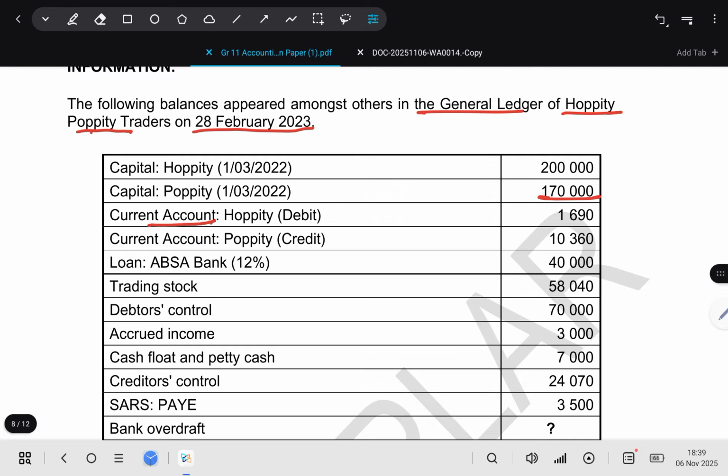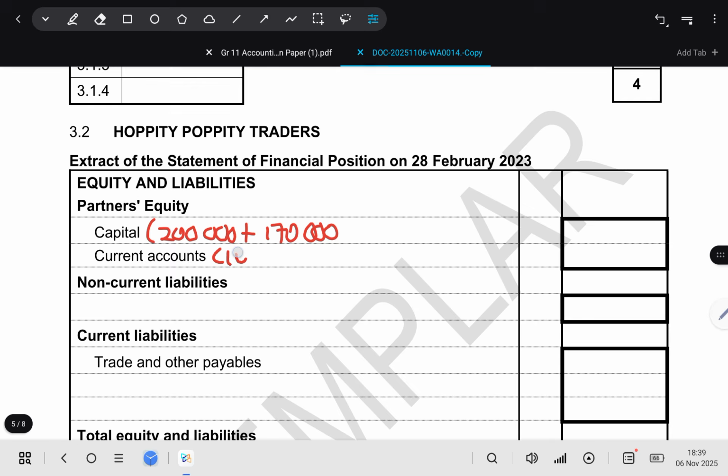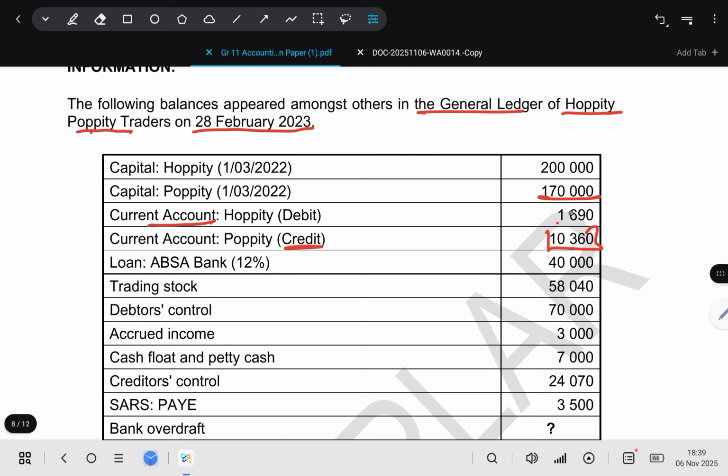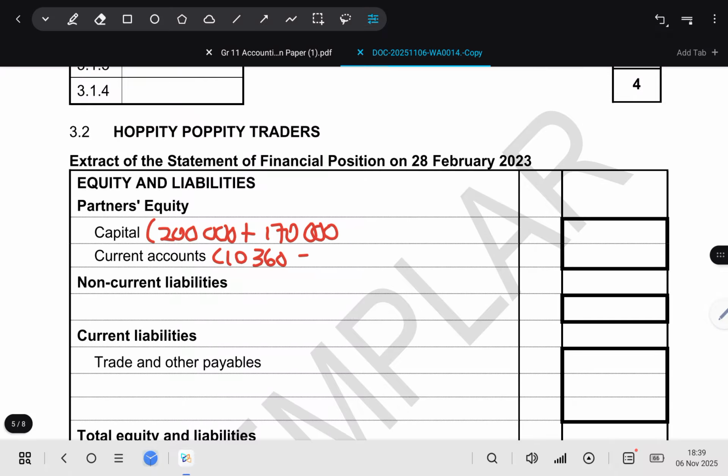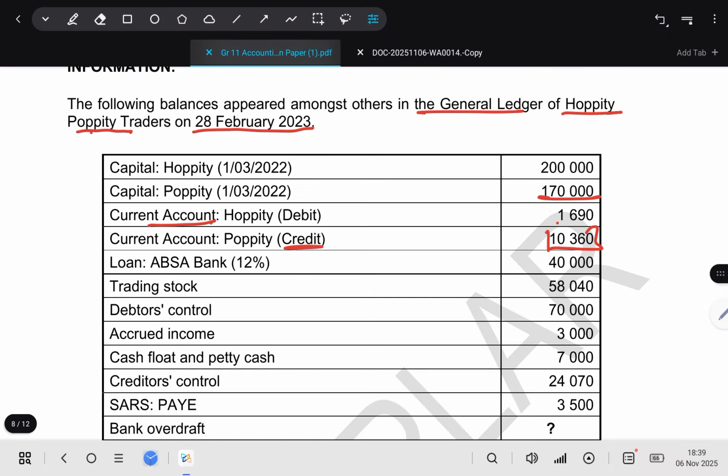We have the current account of OPT, which is a debit balance. So I suggest that you start with the credit one, which is 10,360. So we'll have that 10,360. Then we minus the debit one, which is 1,690. Okay, why are we minusing it? Because it is in brackets. Now for ABSA, we are going to wait a bit. We'll come back. Next, we have trading stock.